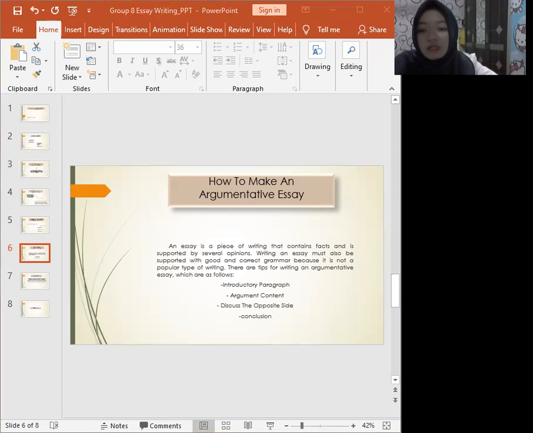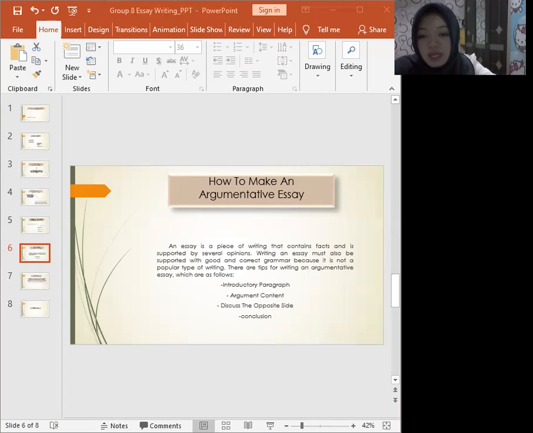The first, introductory paragraph. The introductory paragraph should end with a thesis statement that summarizes your opinion, what you are debating, and various reasons to support the opinion. And second, argument content. This is the essence of your essay. This section usually begins by writing a general statement, which is then supported by specific details or examples. Depending on how long your argument is, you may need to write one or two paragraphs that carefully discuss its reasons or set of evidence.